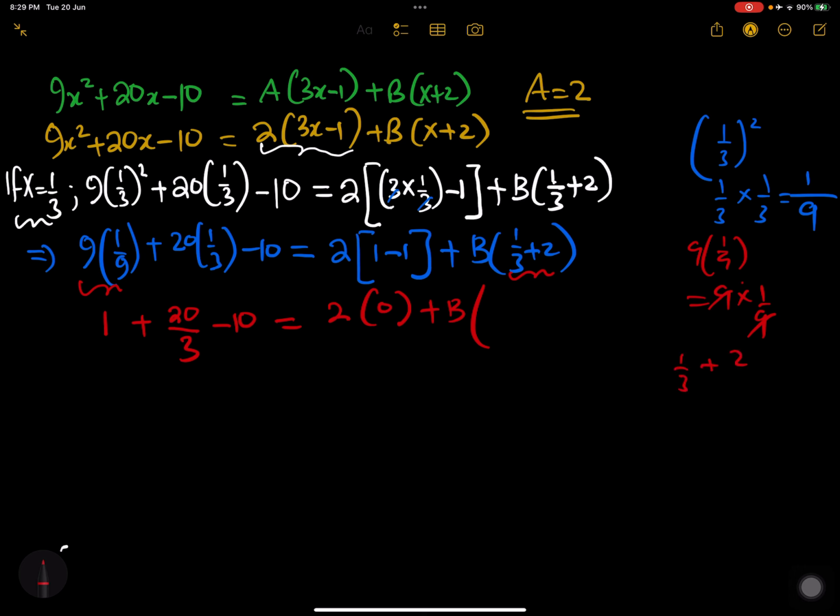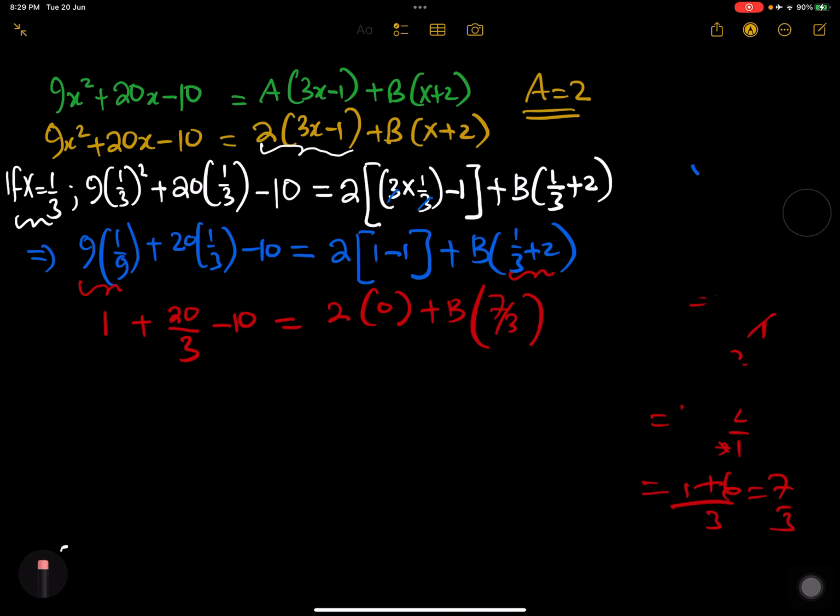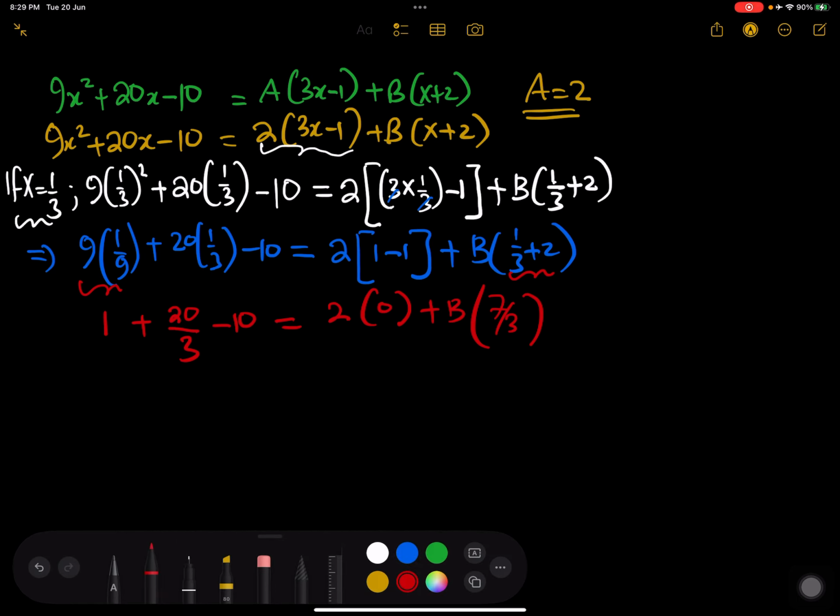We have to solve this fraction. 1/3 plus 2 is the same as 1/3 plus 2 over 1. Multiplying this, you get 1, plus this multiplies, you get 6, divided by 3 multiplied by 1, which is 3, and we get 7/3. So we're going to get 7/3 there, and then we're going to continue from there.